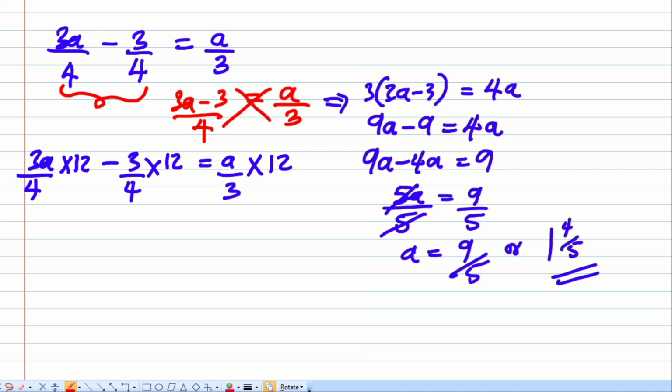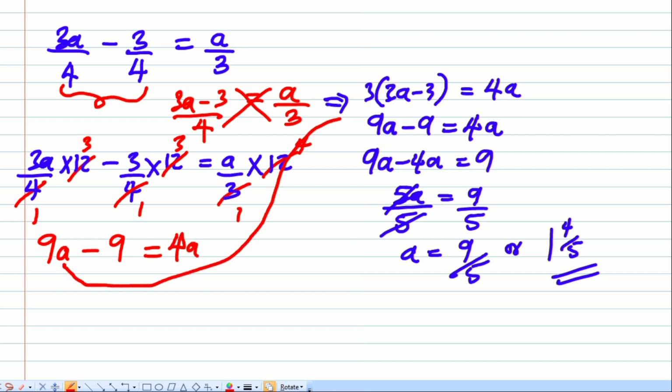So let's go ahead and cancel. 4 here is 1, 4 into 12 is 3; 4 here is 1, 4 into 12 again is 3; 3 here, 3 into 12 is 4. So we multiply: 3 times 3a is 9a, minus 3 times 3 is 9, and that's equal to 4 times a, which is 4a. You discover that this point is exactly the same as this point. We have 9a minus 9 equal to 4a. If we solve it, we still arrive at the same answer.